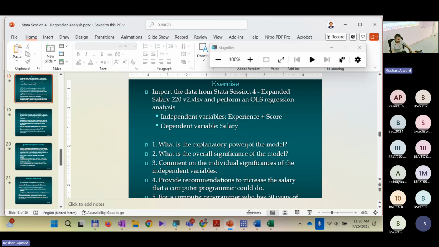Ready? Take 10 minutes and look. First download that Excel file, then import the contents into data. Then perform the regression and answer those questions.